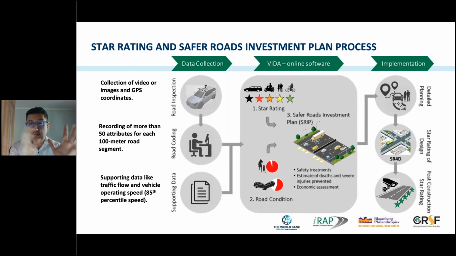Then this package of data that we create, that comes into a CSV file, we mix this one with what we call supporting data, which is basically traffic flow and the vehicle operating speed at the 85th percentile. So with this package of data, we process this information into a software that belongs to iRAP that is called VIDA. This is for free. iRAP doesn't charge for the use of VIDA. And with this software, we create the star rating. We create the road conditions of the network that we are analyzing and the safer road investment plan. So basically, up to this point is the work of iRAP. But after this, it's very important that the authorities take the information from the software VIDA and they implement the countermeasures. Next one.